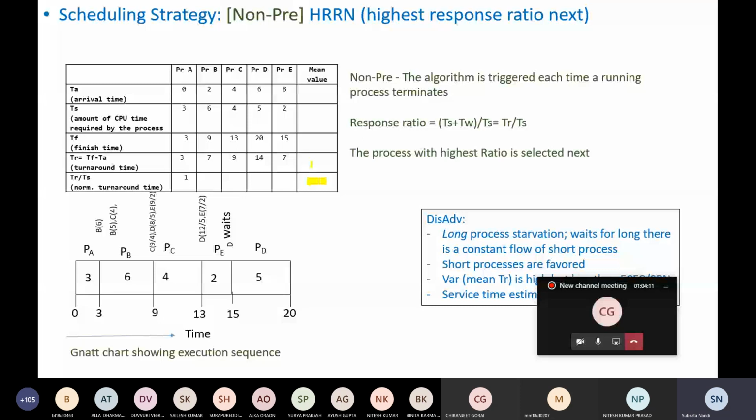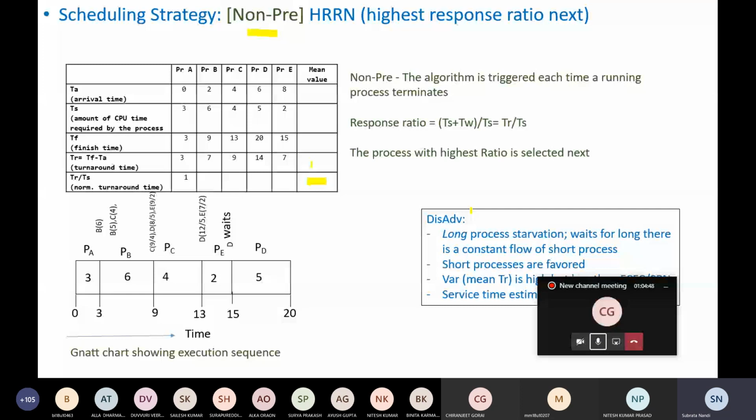You really don't know what is going to happen next because it's a non-preemptive strategy, and you don't know the arrival of the other processes that are about to arrive, but that's the base strategy that you can take at that point of time. Okay, so the basic intuition is the normalized turnaround time needs to be reduced.